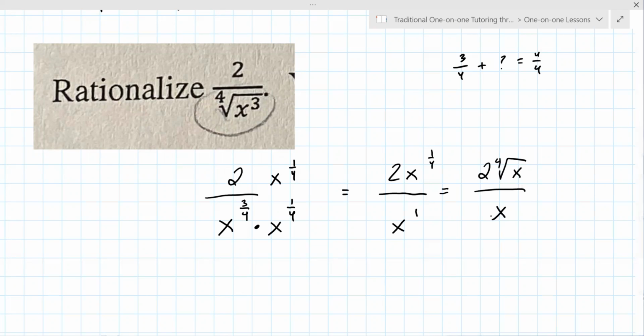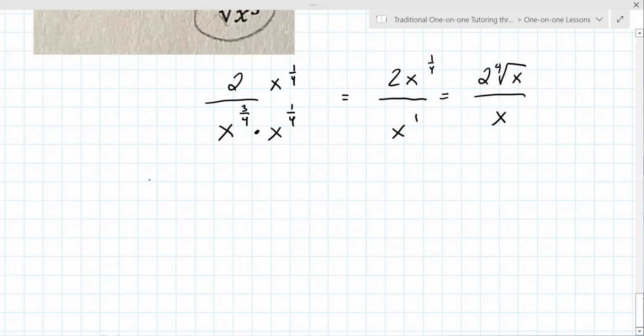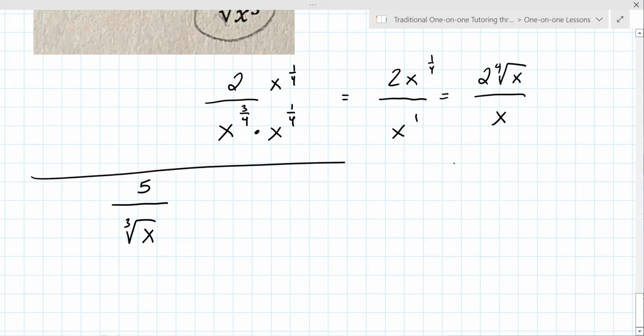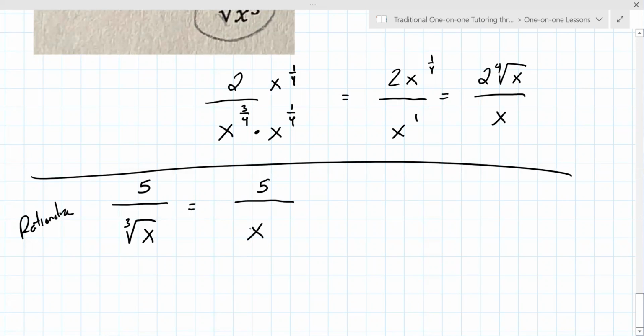So let's do another example and see if you can make some headway on this. All right. So here's another problem. You might see 5 over the cube root of x, and it will say to rationalize. So what I would do is I would write the bottom as x to some exponent. Can you tell me what that exponent is from this root?